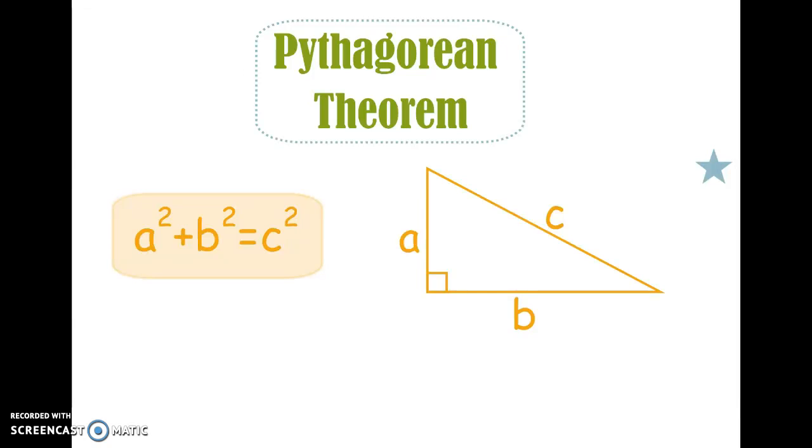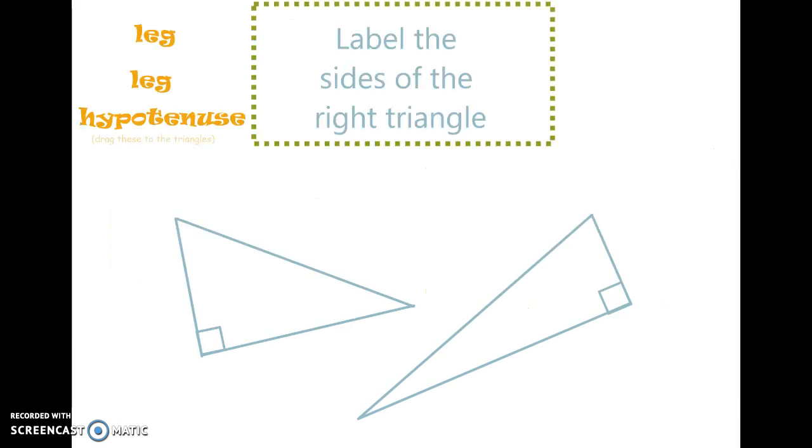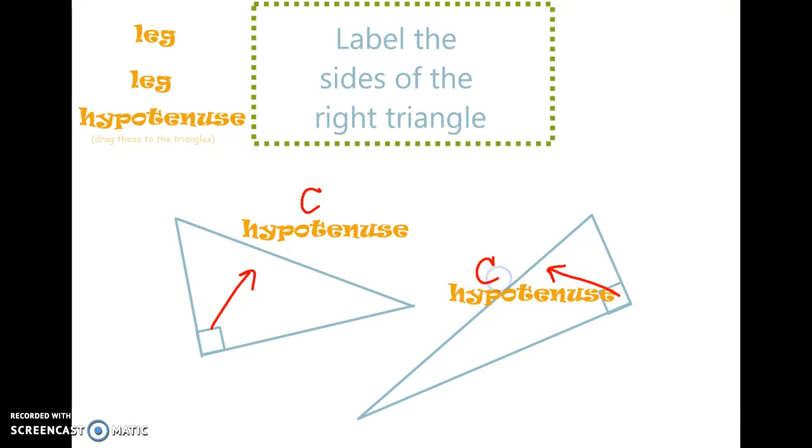The Pythagorean theorem. As a quick review of the Pythagorean theorem, first we always have to know the sides of our triangle. The Pythagorean theorem only works on right triangles, which means you have a right angle in one of the corners of your triangle. The side opposite the right angle, or across from the right angle, is your hypotenuse. That's always going to be this one. That's also always your C in your equation. Then the other ones are called legs.